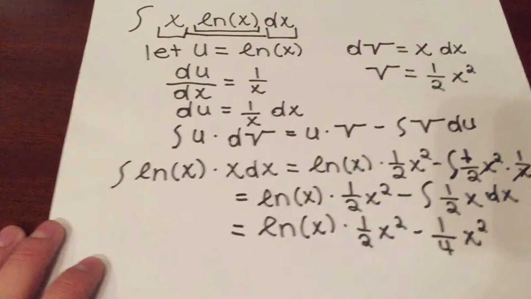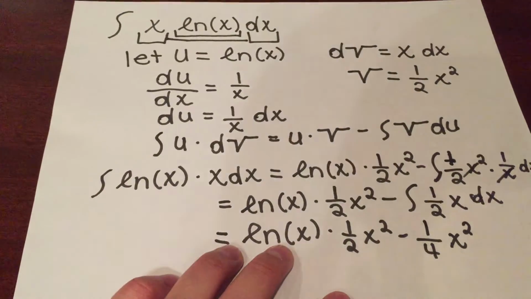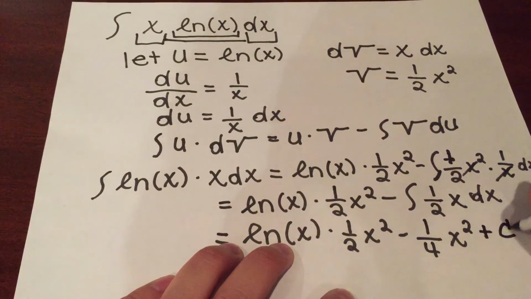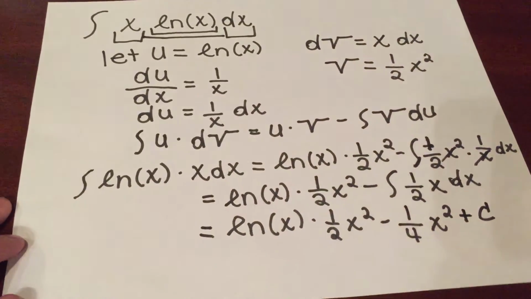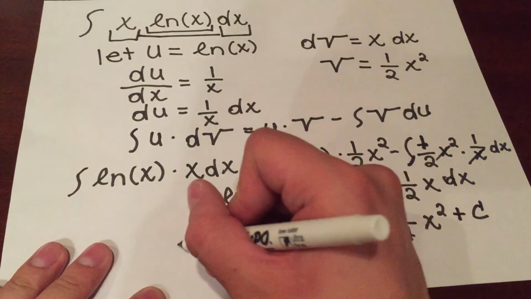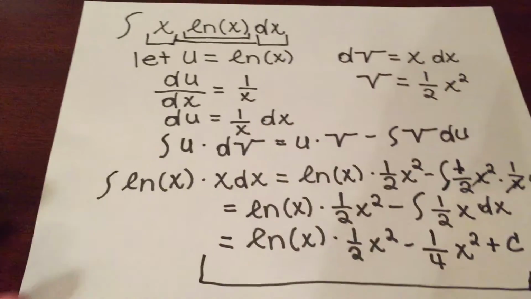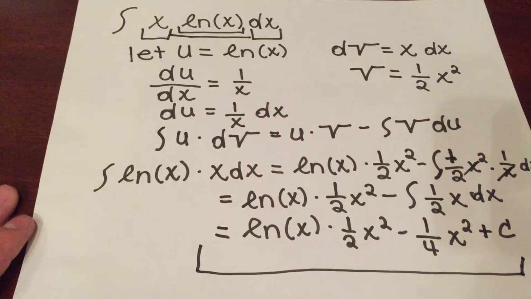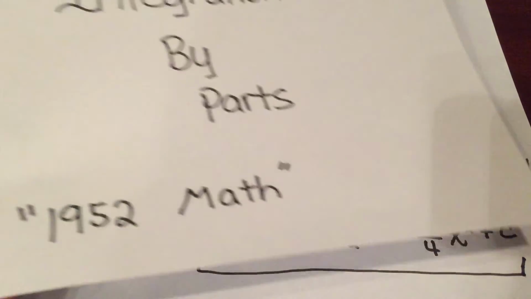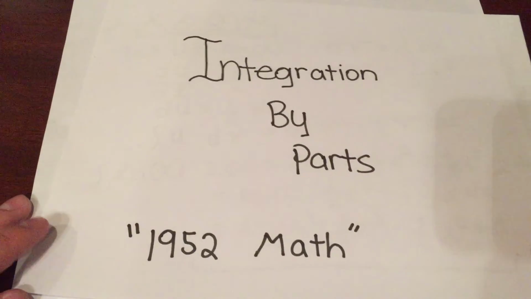But wait, there's more. Gotta add our constant variable right there. And that alone should allow us to calculate the indefinite integral utilizing integration by parts, or 1952 math.